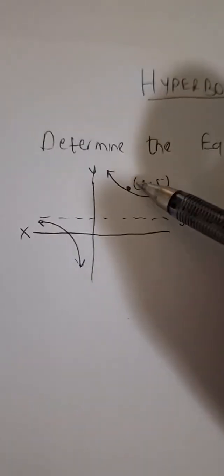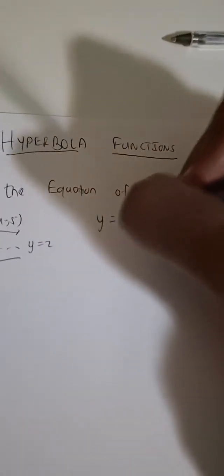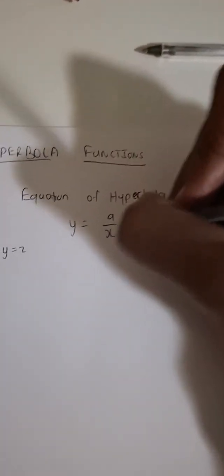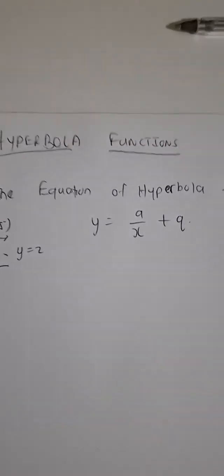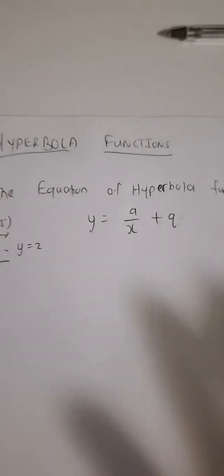Okay, so what we see is that this function is found in the first and the third quadrant, so that means that our a value will be definitely positive. So what we do is we write out the form of the function: y is equal to a over x plus q. All right, we write down the form of the function.